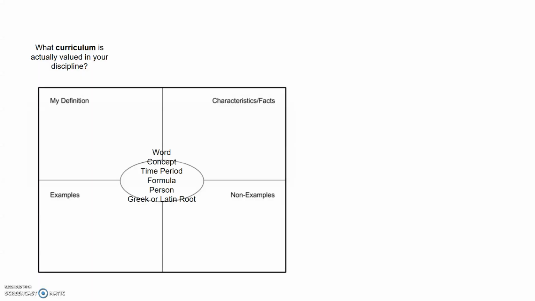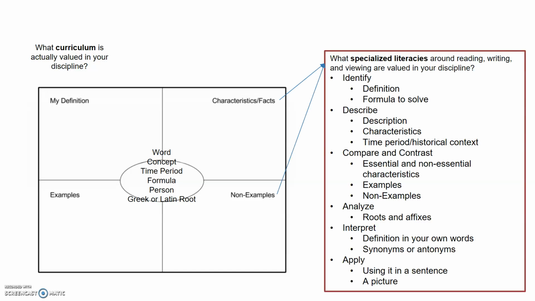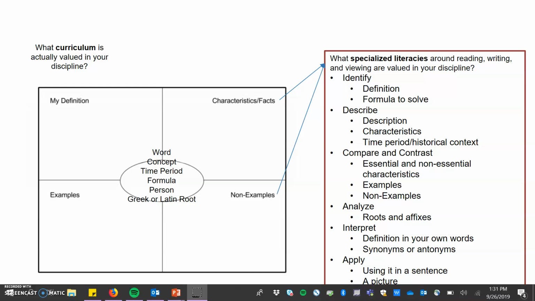For example, in the center, instead of having a word or a concept, could you stretch it to include an entire time period, a formula, or maybe even a root word? When we think about the different categories in which we're asking students to respond to on the Frayer Square, does it reflect the specialized literacies in your discipline? For example, if your discipline is science, then description, being able to give characteristics or specific observations, might be more important than being able to give non-examples.